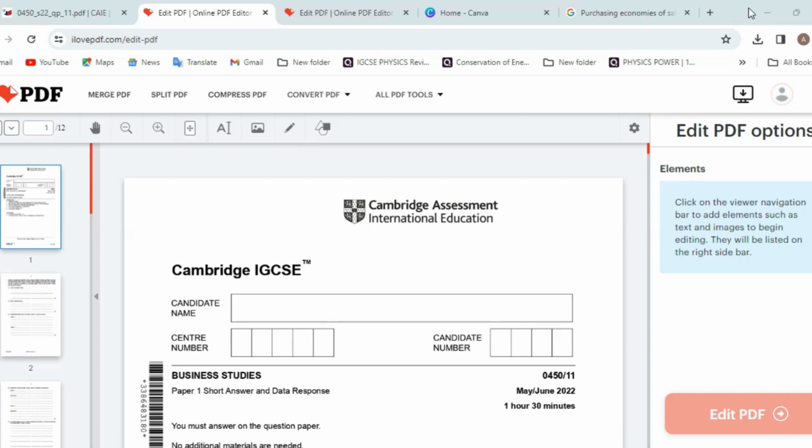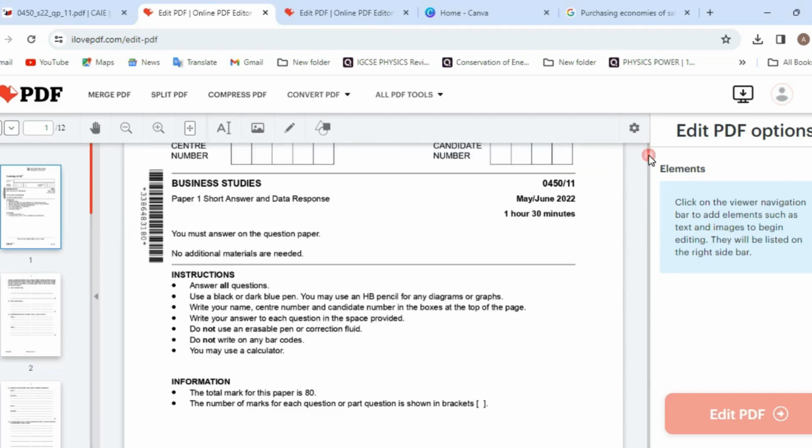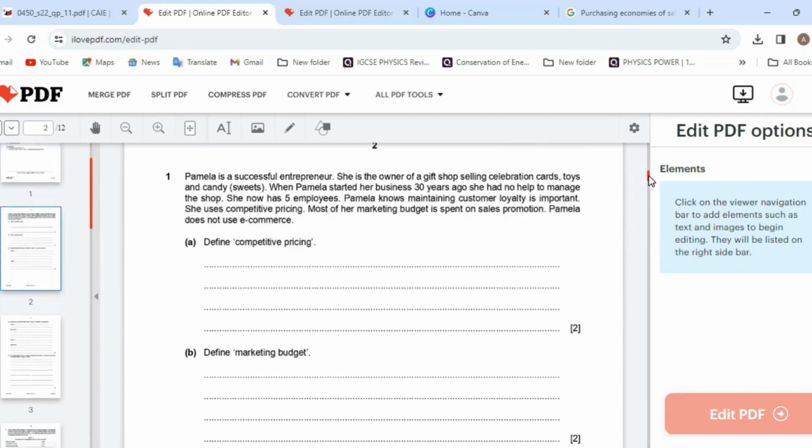We want to treat another past question today on Business Studies 2. We have Paper 1 here for May-June 2022, and this Paper 1 is short answer and data response. You must answer all the questions in this paper, and whenever you are answering a question, you must at least go through your instructions first.